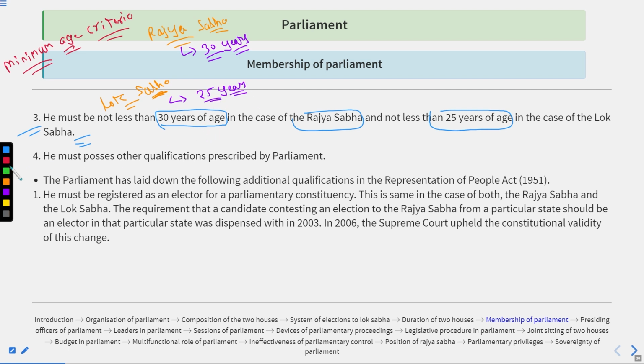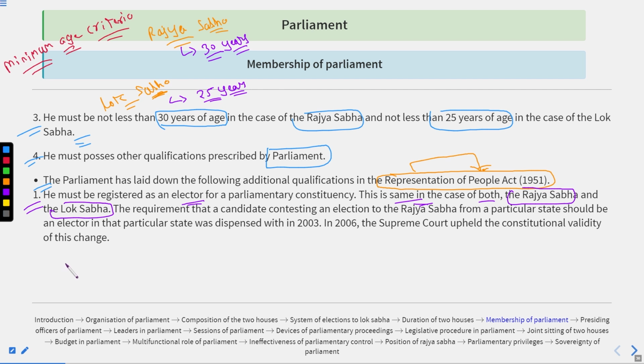For Lok Sabha, the person must be at least 25 years of age. Thereafter, he must possess the other qualifications prescribed by the parliament through various acts and regulations. The parliament has laid down the following additional qualifications by the Representation of People Act 1951. Please correct the previous one. I had told you People's Representation Act, but in actual it is the Representation of People Act. So please correct this. The first condition is that he must be registered as an elector for a parliamentary constituency. This is the same in case of both the Rajya Sabha and the Lok Sabha.